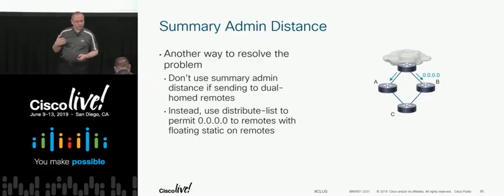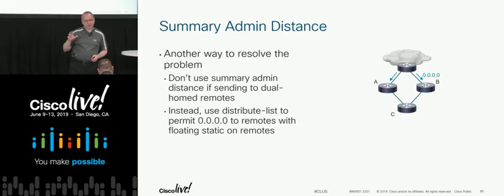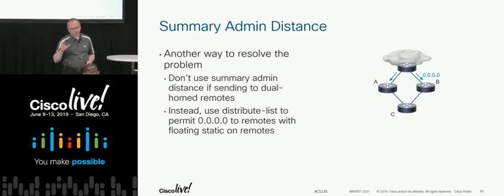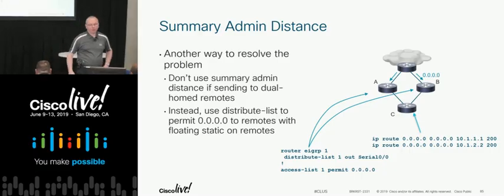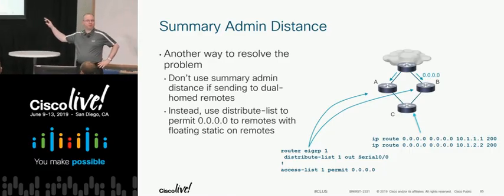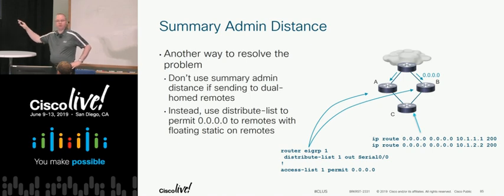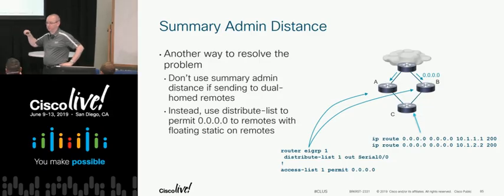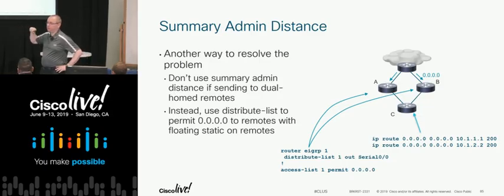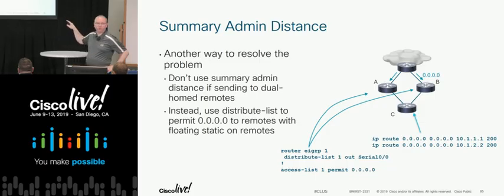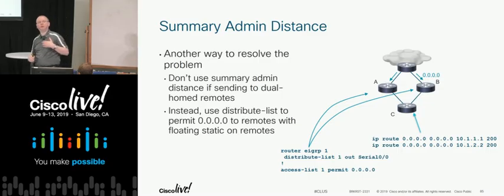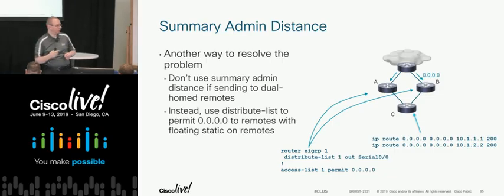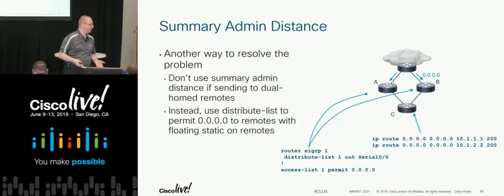Just to complete this, another solution would be, let me just complete the configuration here. So what we can do is, instead of summarization, use a distribute list and allow only the default route to be advertised. Don't use the summarization. And at the same time, set up floating statics on router C that would be higher than the EIGRP learned one. The idea is that if you, as router A, learn a default route, you send it. You don't send anything else. If you don't learn it, you don't send it.